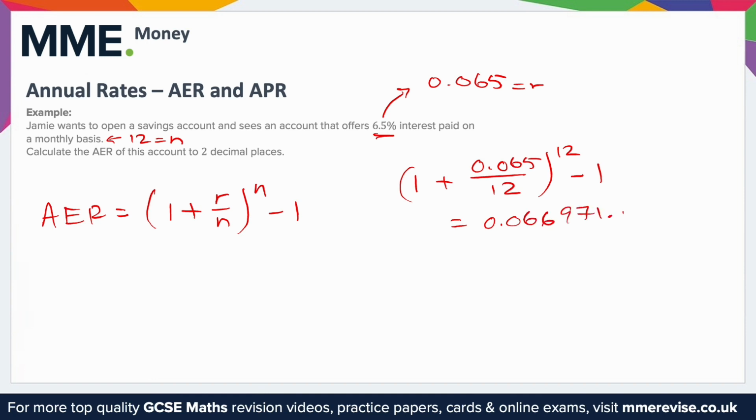0.066971, and so on. It carries on for a little bit. If we want this as a percentage, because that's what AER is, we're going to need to times this by 100. And we will get 6.70 to 2 decimal places.